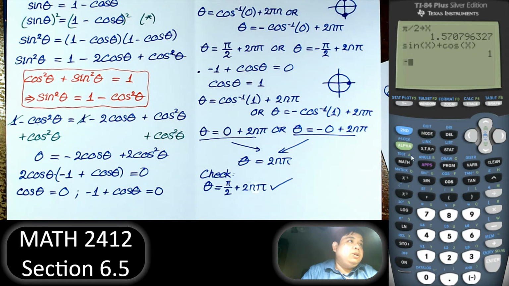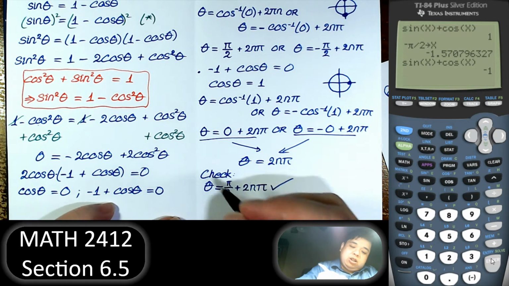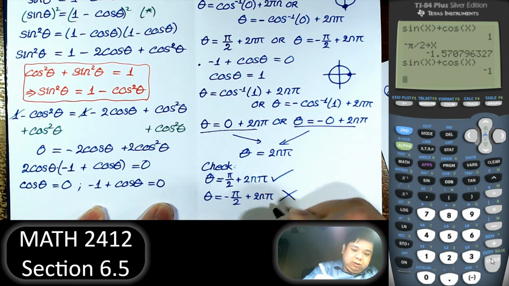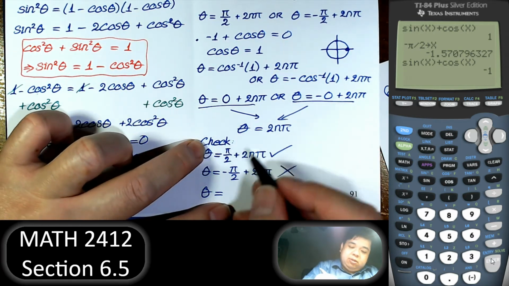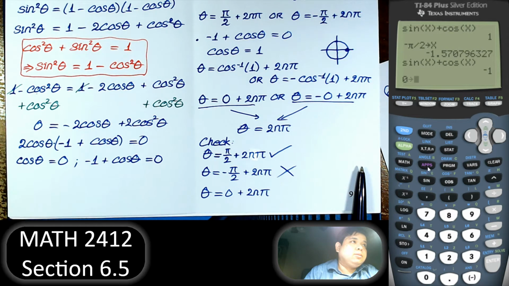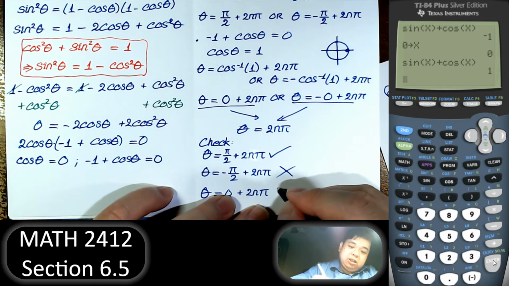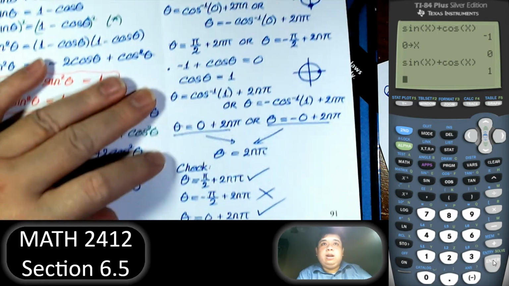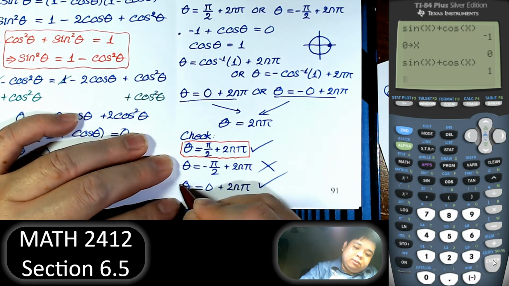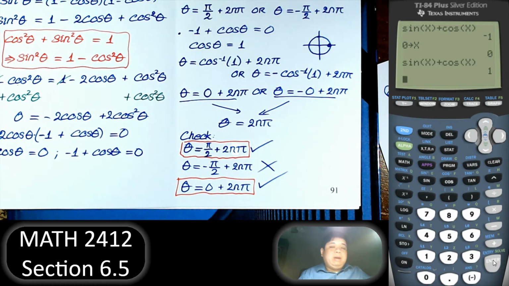How about negative pi over 2? Store onto x, and let's do this. It's negative 1, so it's not good. And then we have 0, of course, that gives us 1, so that's a check. The equation is sine plus cosine equal to 1, and we have two solutions, 0 or 90 degrees, or all of those coterminal angles. Right, so that is one way to do that.